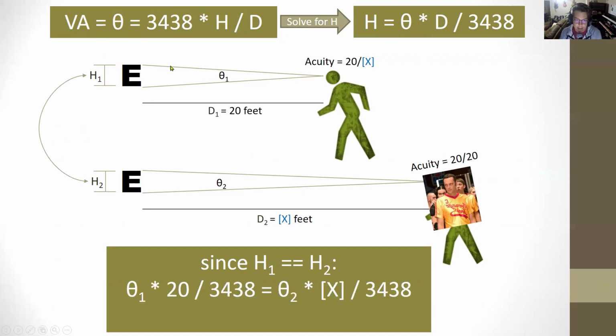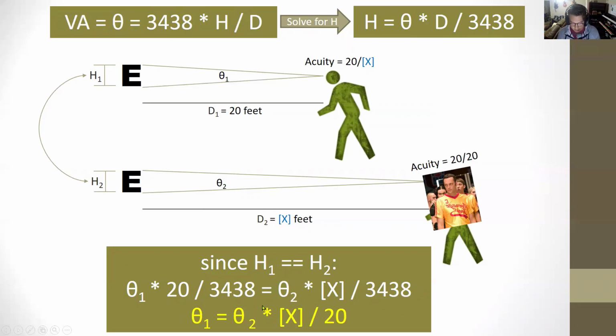So if we assume that, now we can equate this half of the equation for this person and for Joe Standard here, right? So theta 1 multiplied by, I'm using this equation right here, I'm plugging them in, multiplied by 20 feet divided by 3438. I didn't put the units in there, but I need to be very careful because I don't want to mix up inches and feet. I want to make sure I'm doing everything right. And this is similarly equivalent to H2, that's going to be theta 2 times X feet, and again, divided by that same constant. So the two constants cancel out, and I'm left with this relationship.